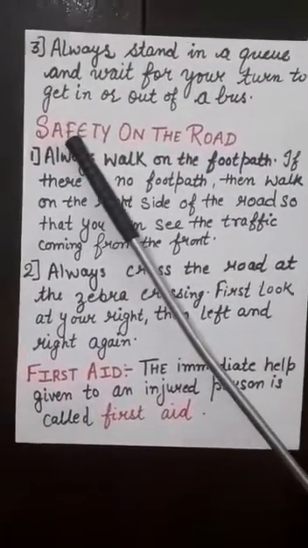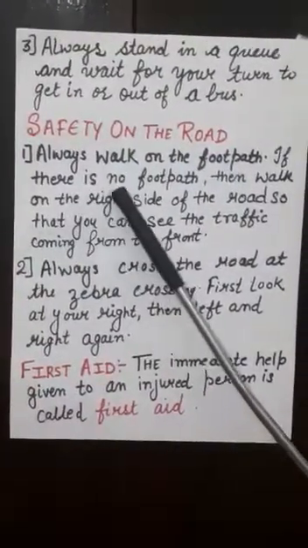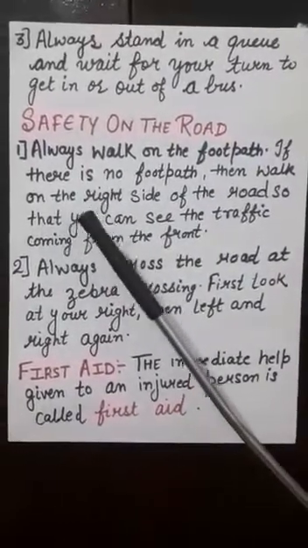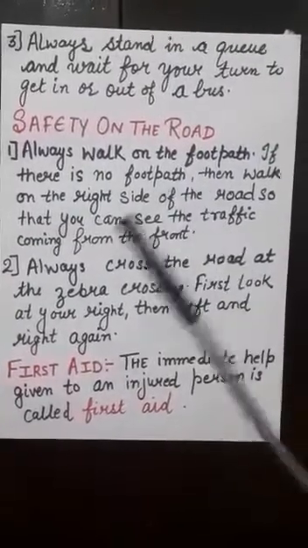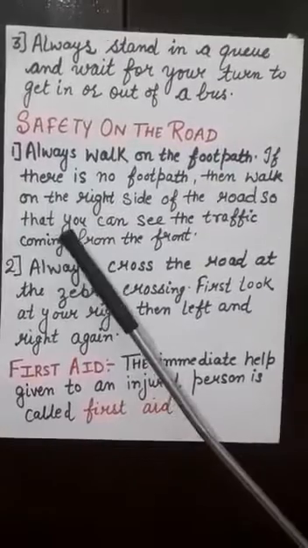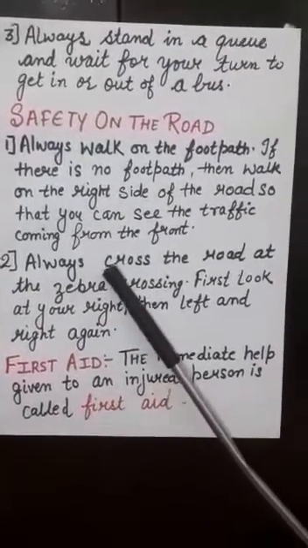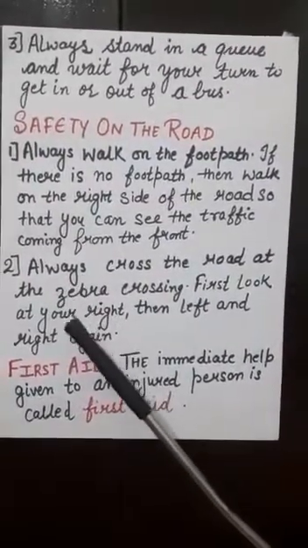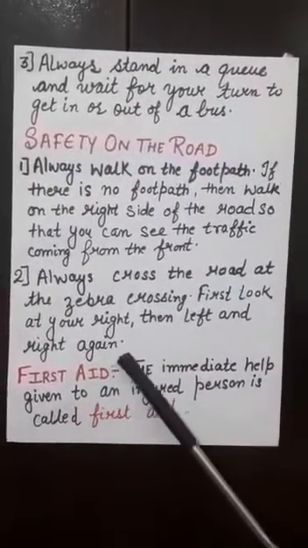Next point is safety on the road. Always walk on the footpath. If there is no footpath, then walk on the right side of the road so that you can see the traffic coming from the front. Next is always cross the road at the zebra crossing. First, look at your right, then left and right again.